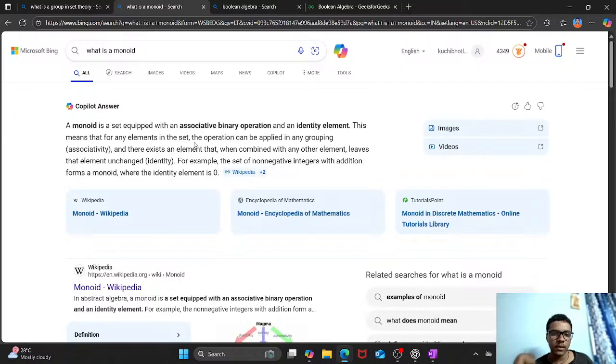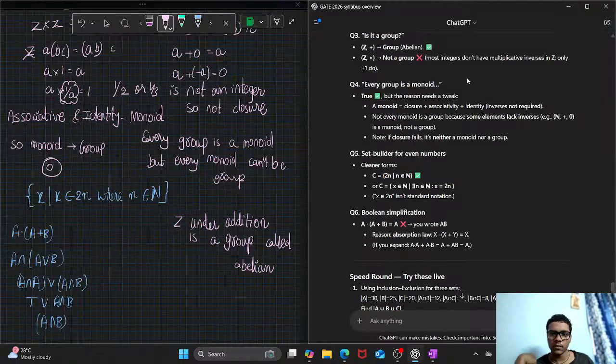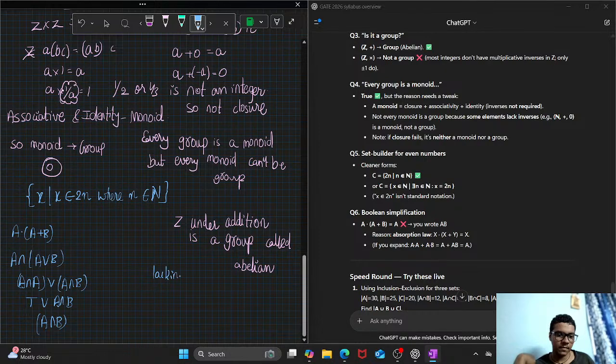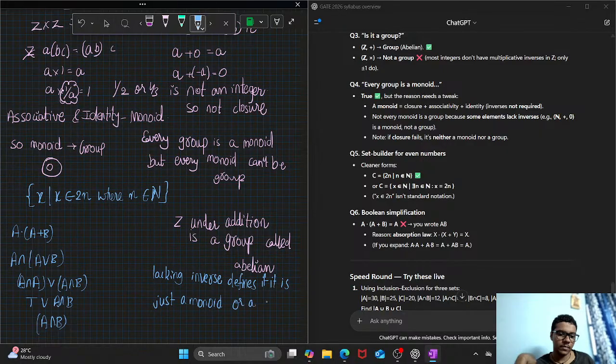But what is a monoid? Associative, identity. Okay, lacking in words, defines if it is just a monoid or a group as well.